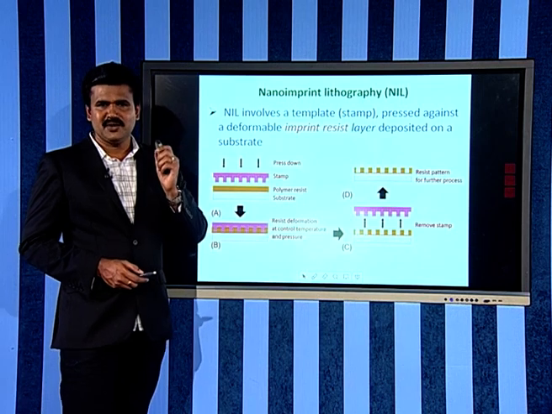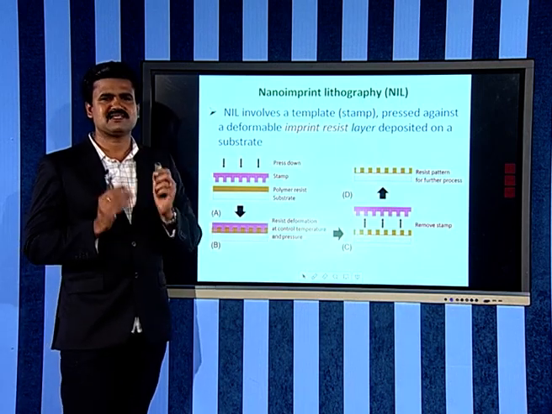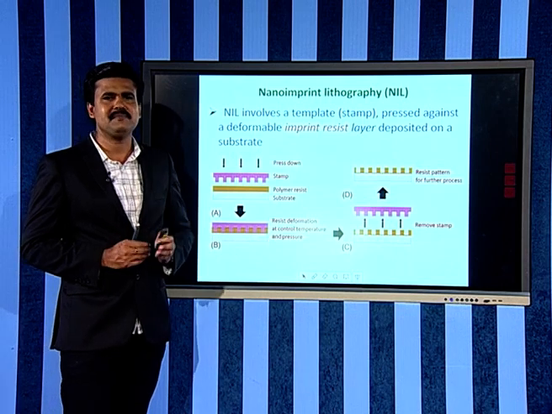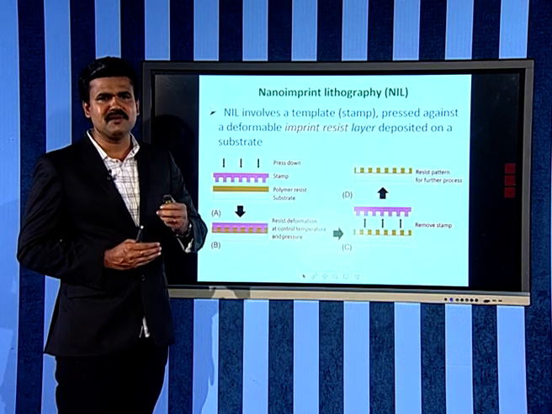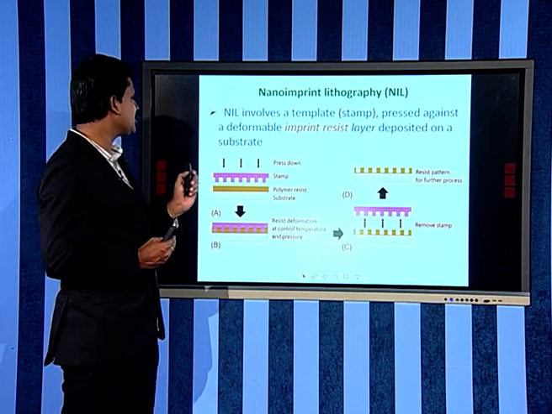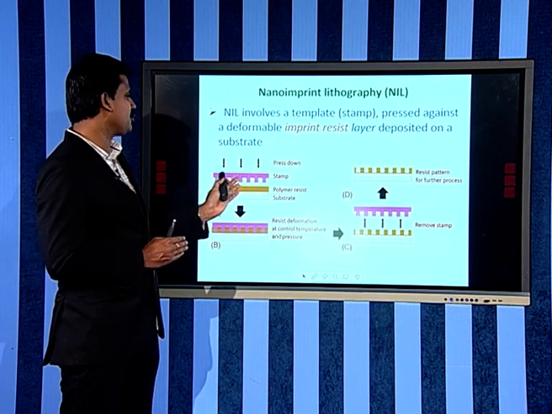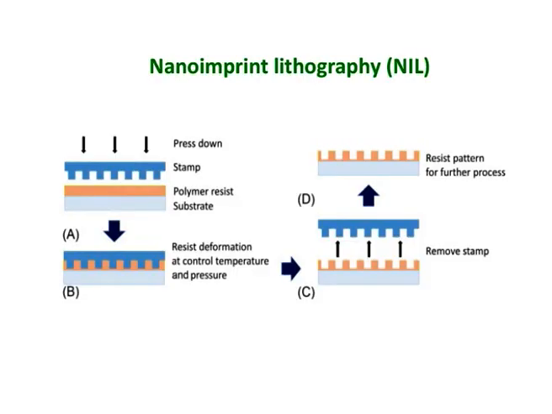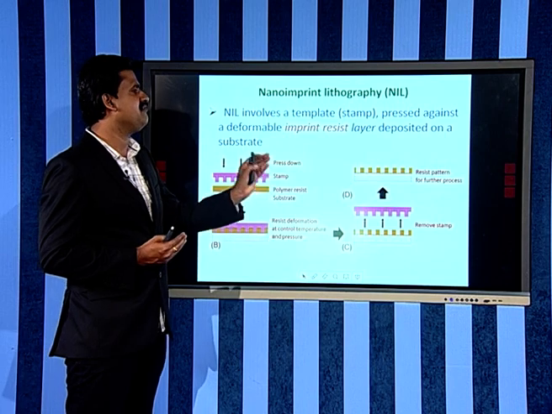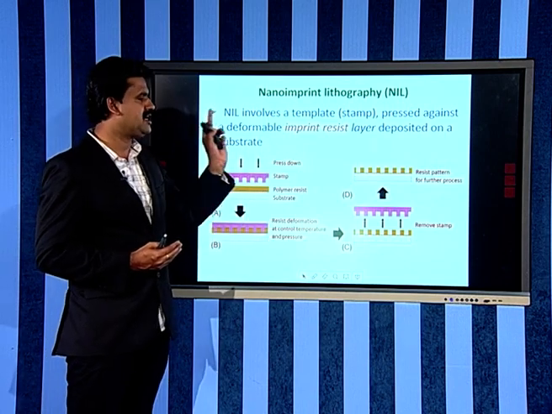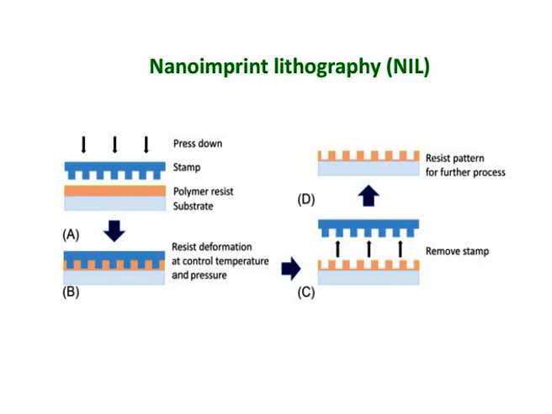Now, nanoimprint lithography, or simply NIL, is the acronym. NIL involves a template stamp pressed against a deformable imprint resist layer deposited on a substrate. Here there is a polymer resist substrate, and we press down the stamp, and the resist deformation at controlled temperature and pressure occurs, and finally, after the removal of the stamp, we get the desired patterns, and using these patterns, we get nanoparticles of desired size and shape.